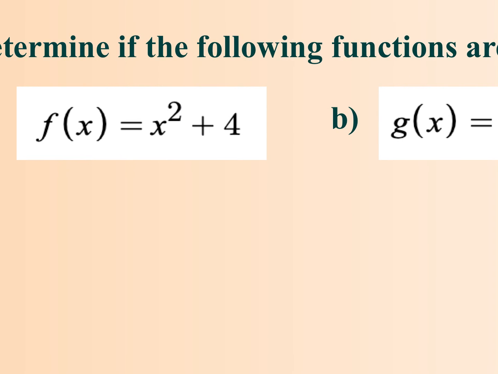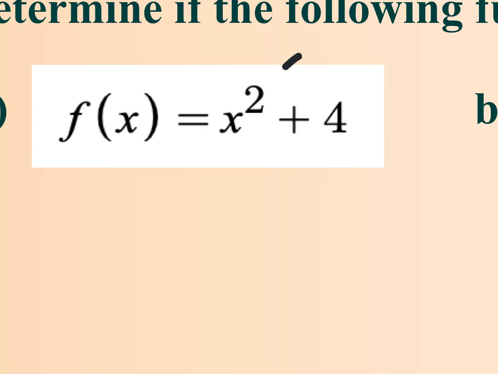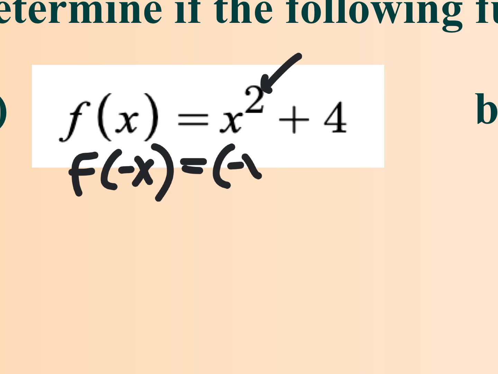All right, but let's do this one. I think it's probably even because it has an x squared in it. But that is not a guarantee just because it has an x squared in it that it's even. Do you remember how to do this? Everybody do it with me. You put -x in the function. And then you put it in the function here too.